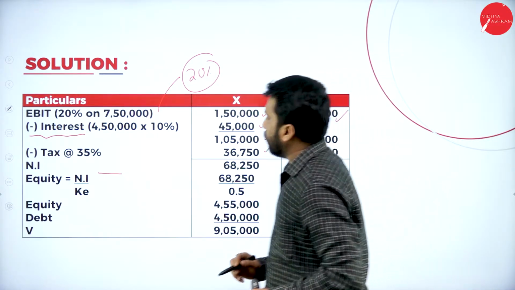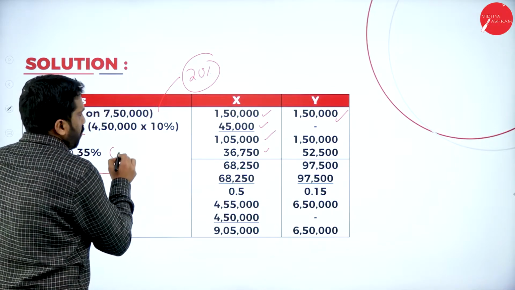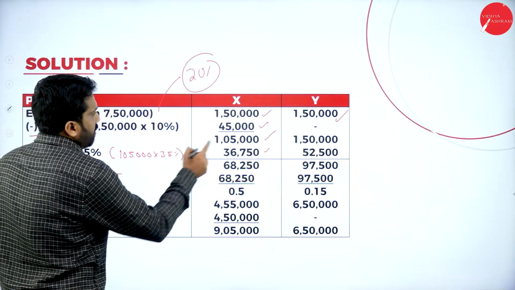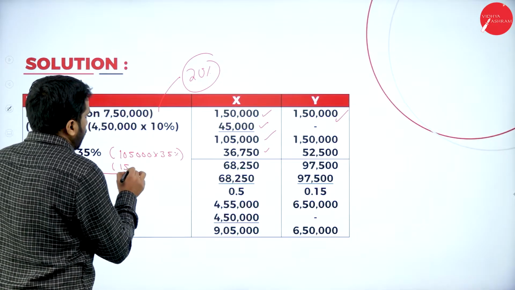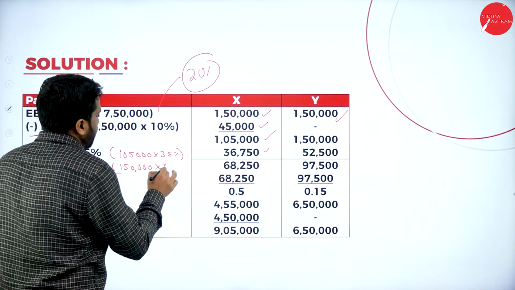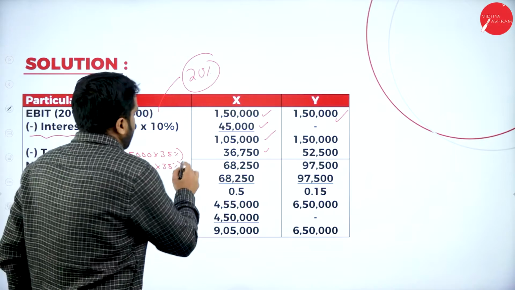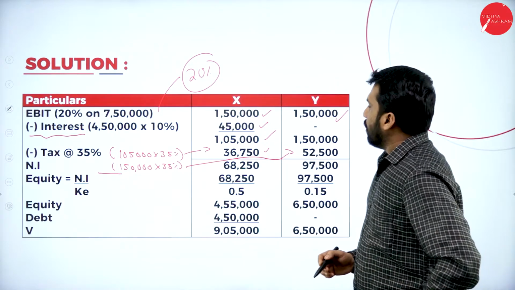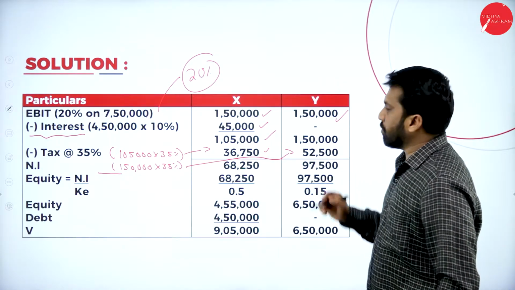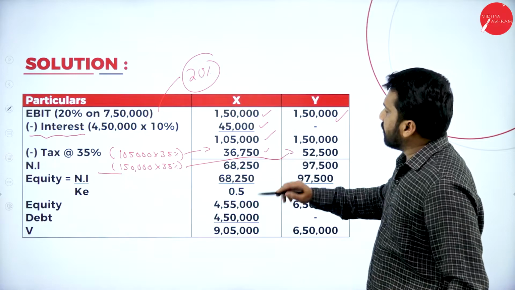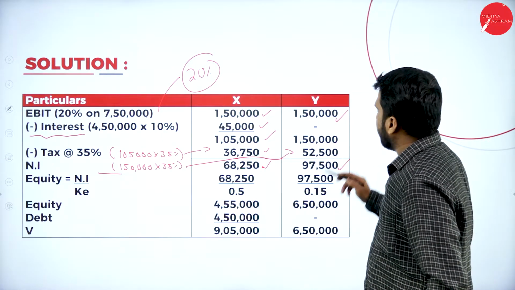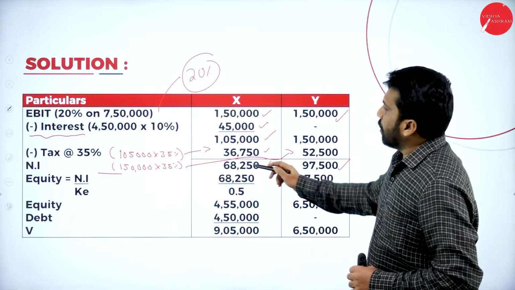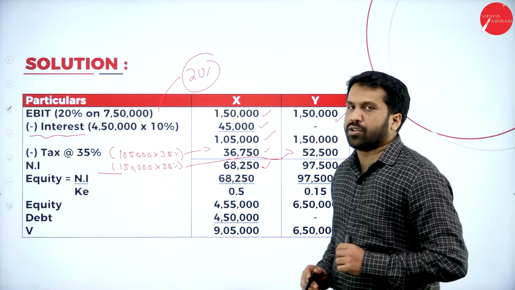From 1,05,000, how do we calculate the tax? 1,05,000 into 35%. For the second one, 1,50,000 into 35%. If you calculate, you will get all these answers. Now, you get 36,750 and 52,500. Minus this, you will get 68,250 and you will get 97,500. Hope you are clear. Yes. Now, we got your net income 68,250.